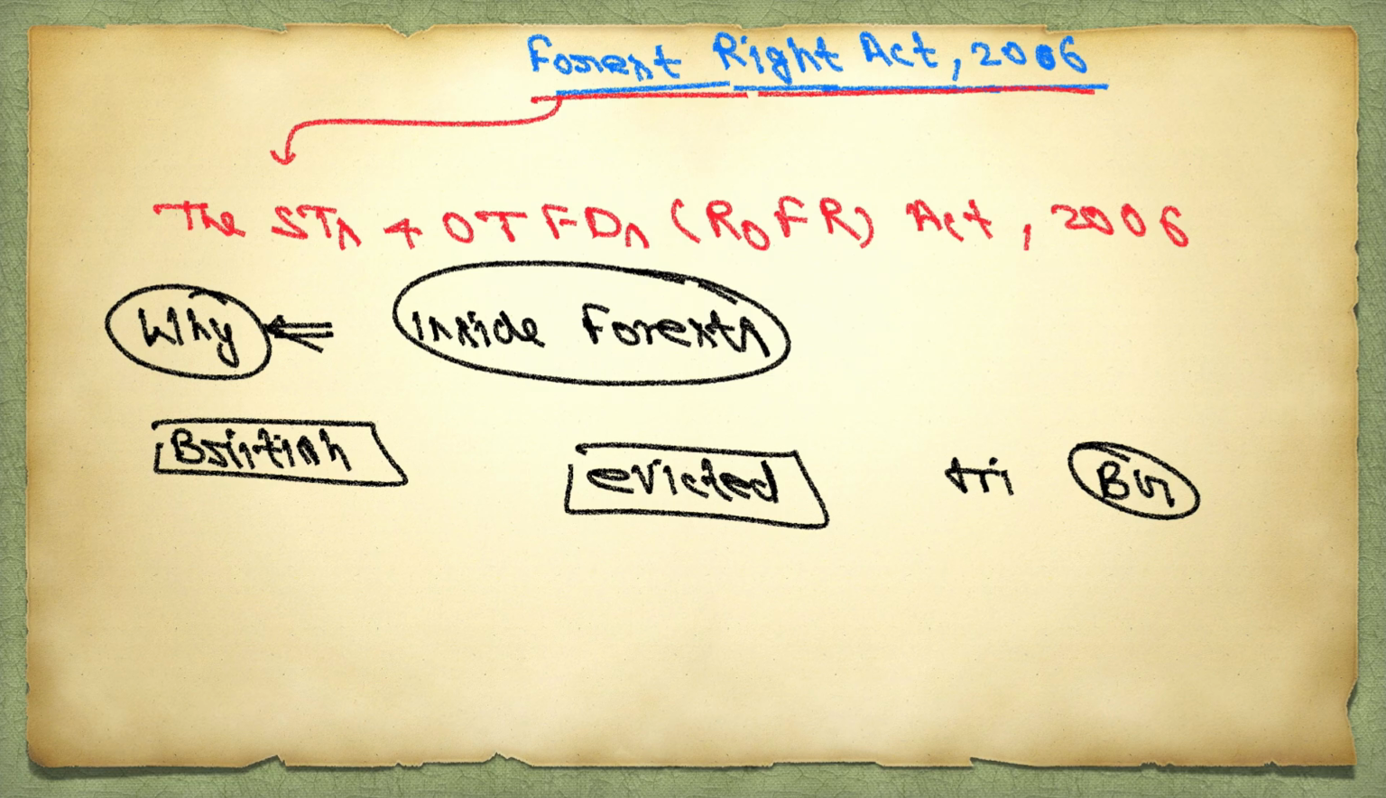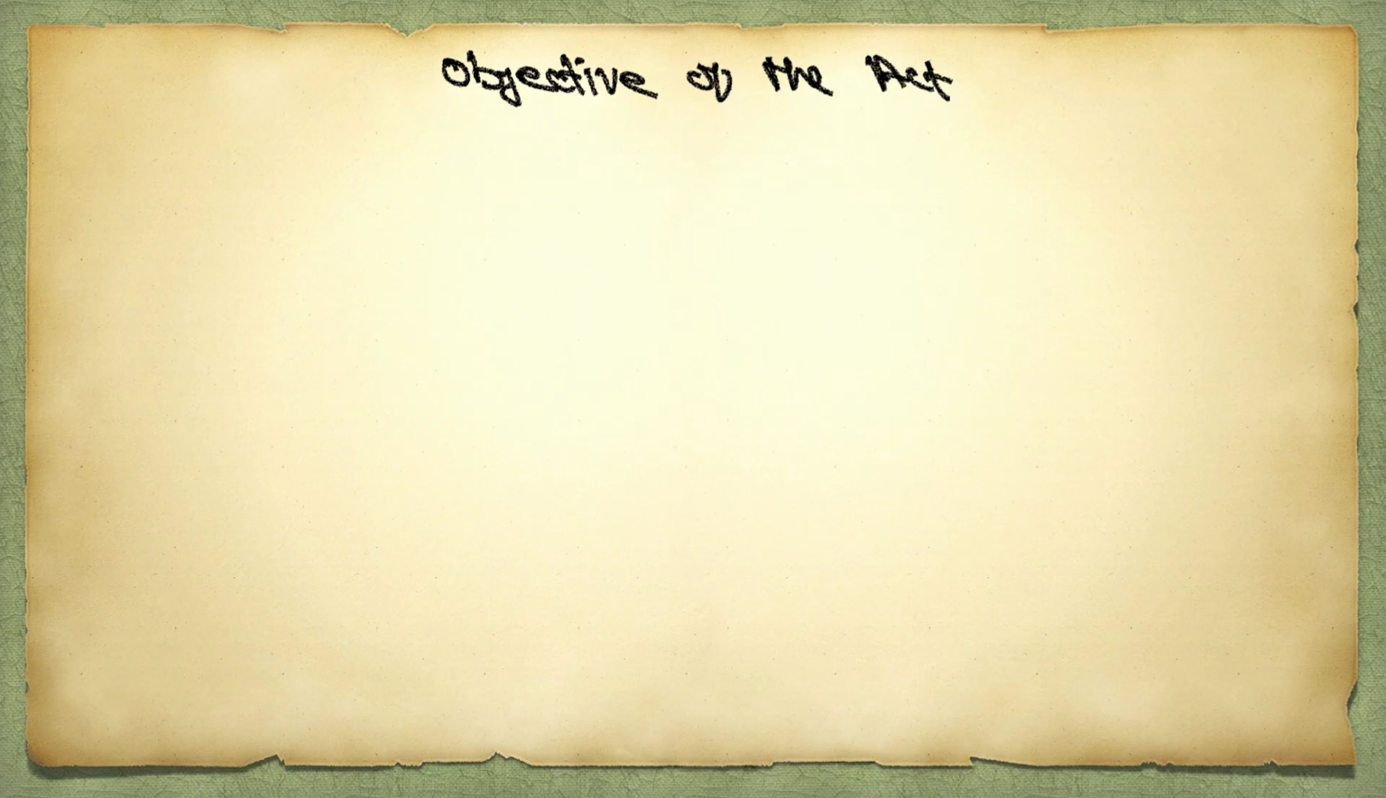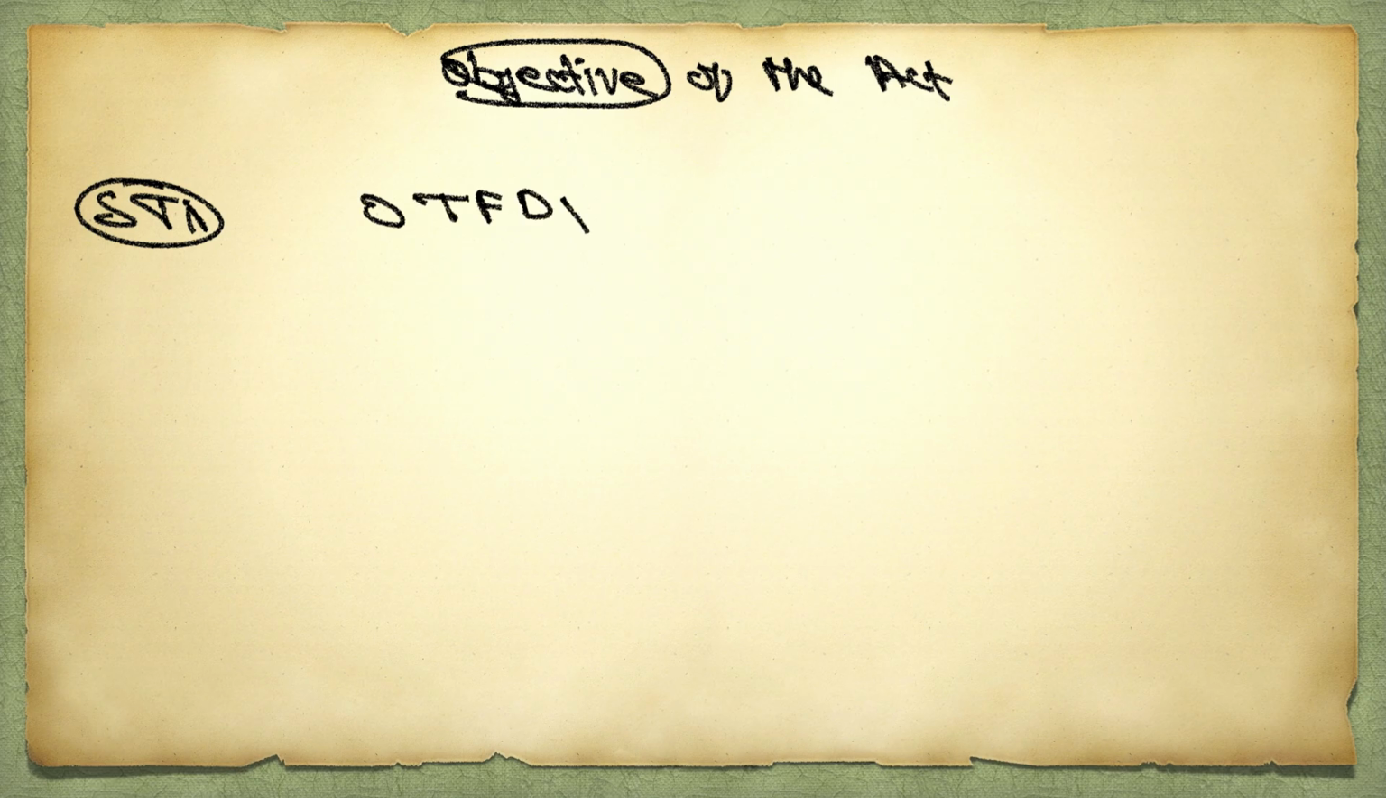Objective of the act. The main objective is to recognize and vest forest rights. Very important objective of this act: recognize scheduled tribes, first priority, and other traditional forest dwellers who have been living there for decades. So correct historical injustice.